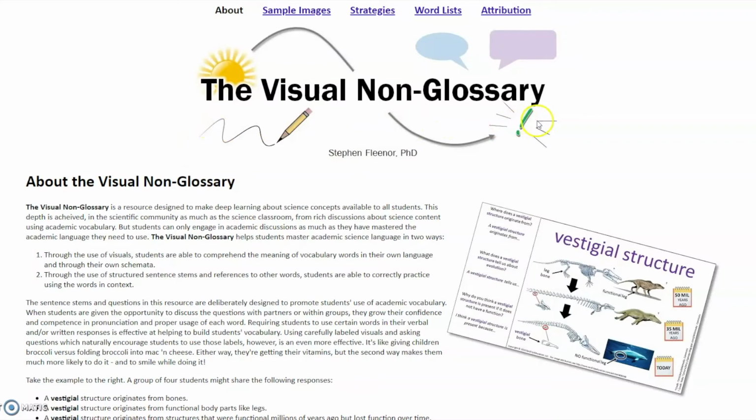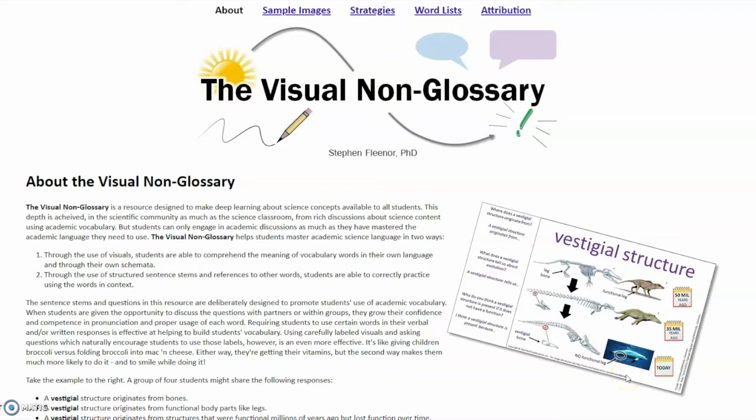Everyone, this is Stephen Fleener from Silence Education, and I'm very pleased to be introducing our newest product, the Visual Non-Glossary. So the Visual Non-Glossary is a compendium of vocabulary words and visuals associated with those vocabulary words that allow students to build meaning of the vocabulary words.